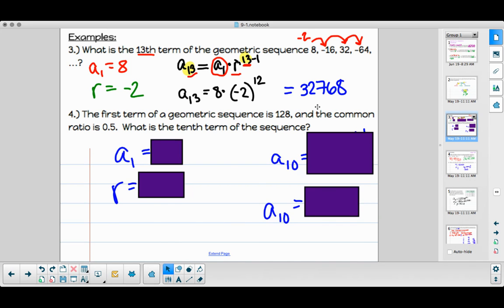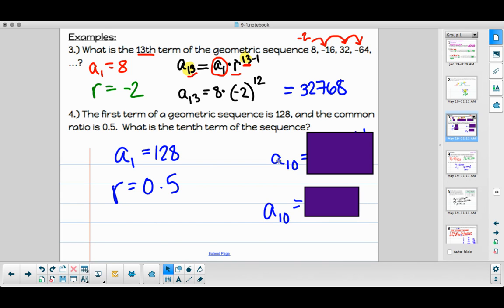Okay, let's do one more example. The first term of a geometric sequence is 128, and the common ratio is 0.5. What is the 10th term of the sequence? So this problem is a little nicer because they told us that the first term is 128 and the common ratio is 0.5. So you don't even have to investigate the pattern and figure those numbers out yourself. They're already given to you.